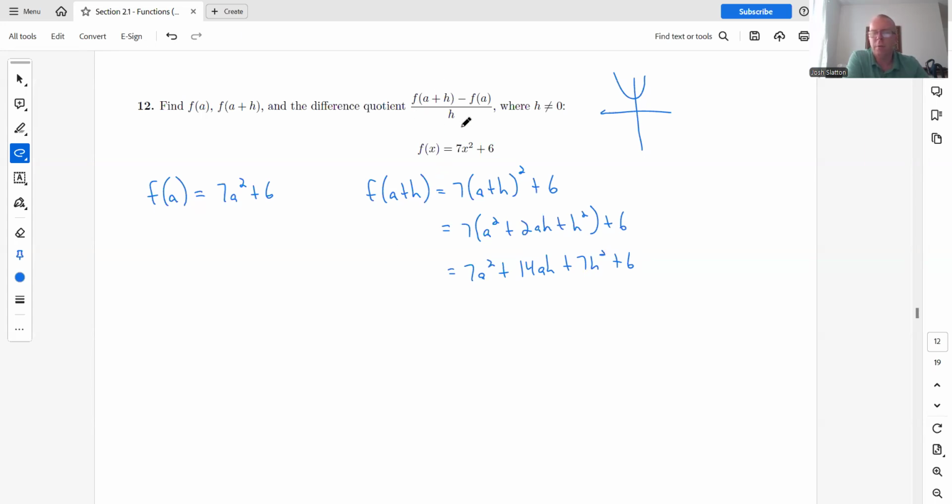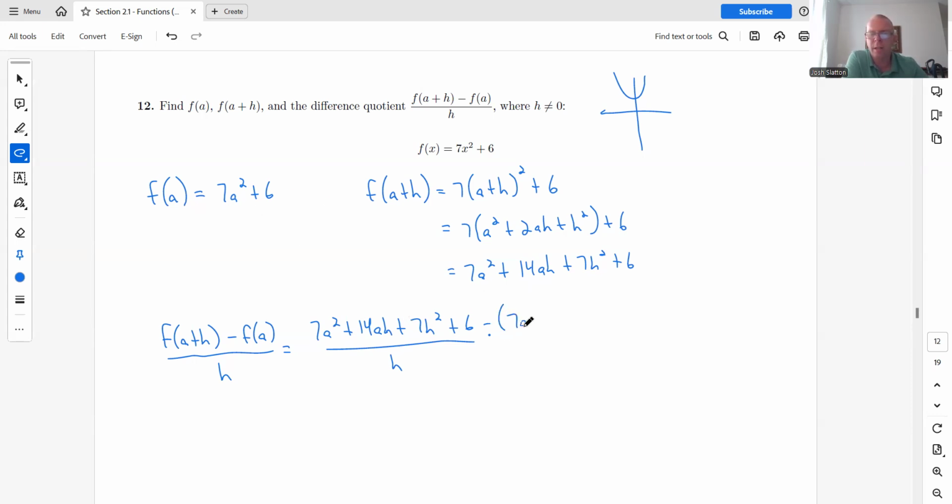All right, and now we're going to find the difference quotient. So f of a plus h minus f of a all over h. So f of a plus h will be all of this, 7a squared plus 14ah plus 7h squared plus 6, all over h. And then, well, the whole thing, minus f of a, so minus 7a squared plus 6. And all of this is over the h.